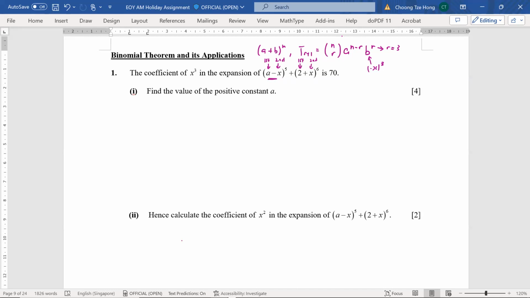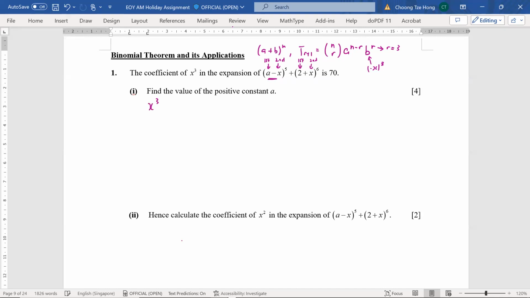You will only use the formula for the general term if both of the terms in the binomial have x, and you cannot tell easily what is the term number for which you have a term of a certain power, in this case x cubed. Here, we can straight away go ahead and find the x cubed term.